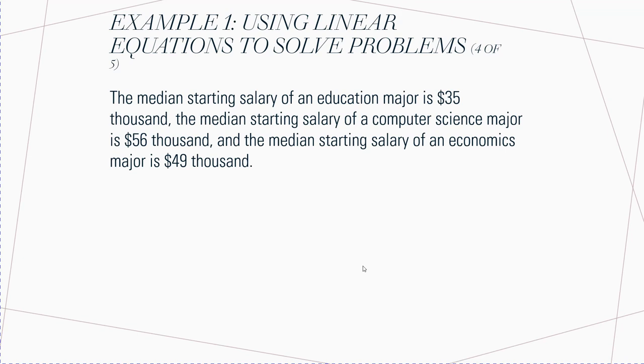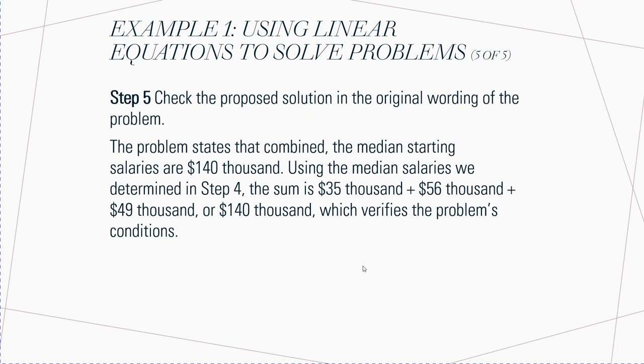And so the next thing you can do to check this is write it in words here, right? The median starting salary of an education major is 35,000, computer science major is 56,000, and economics major is 49,000. So to check here, the problem said it combined to 140,000. And if you add up all those numbers, 35 plus 56 plus 49, you do get 140,000. So it definitely works here. Okay.